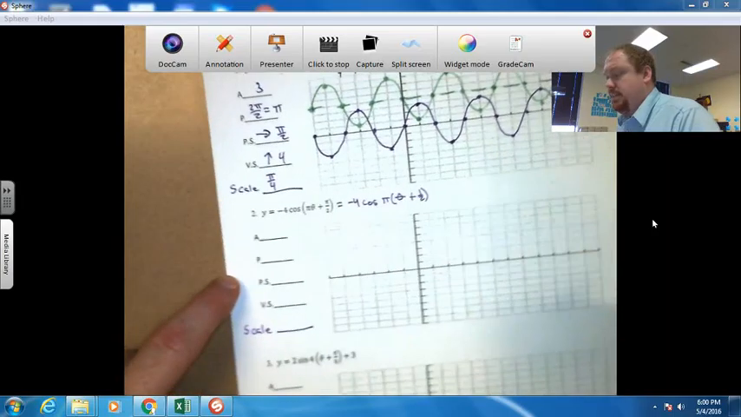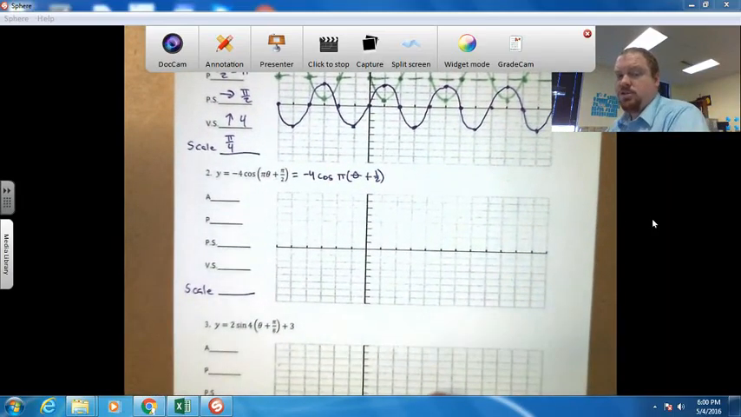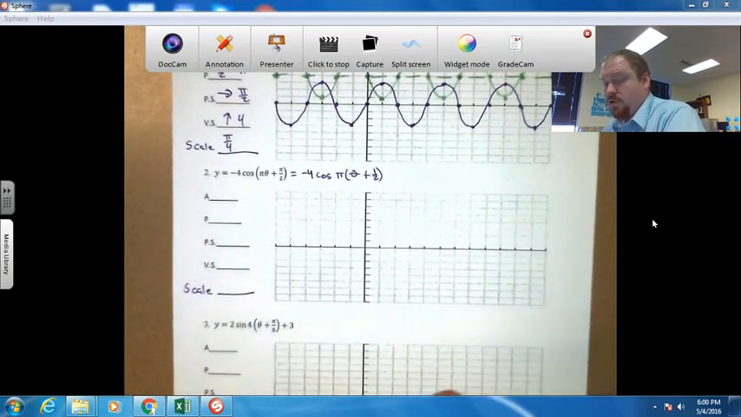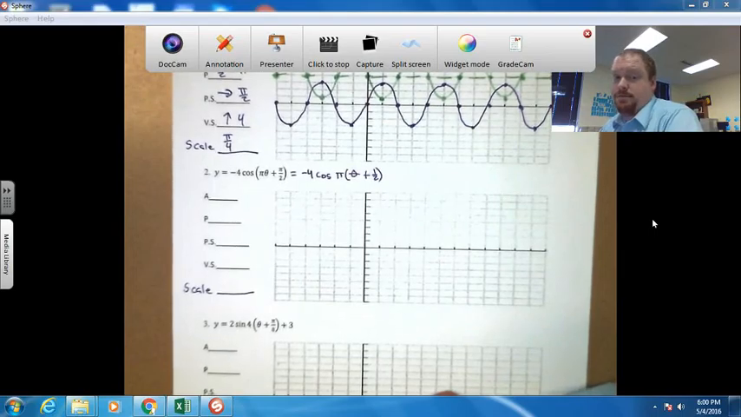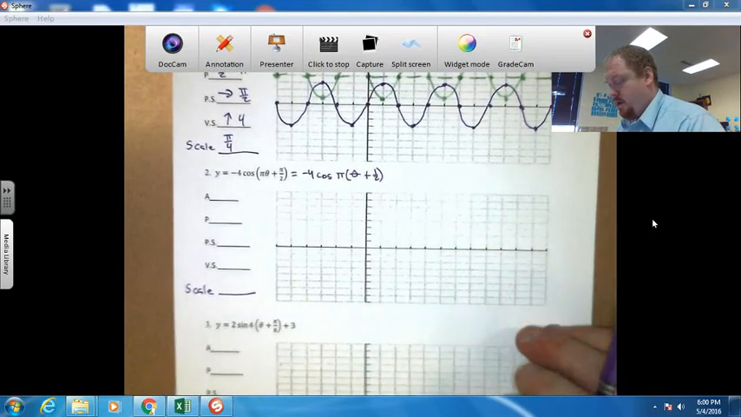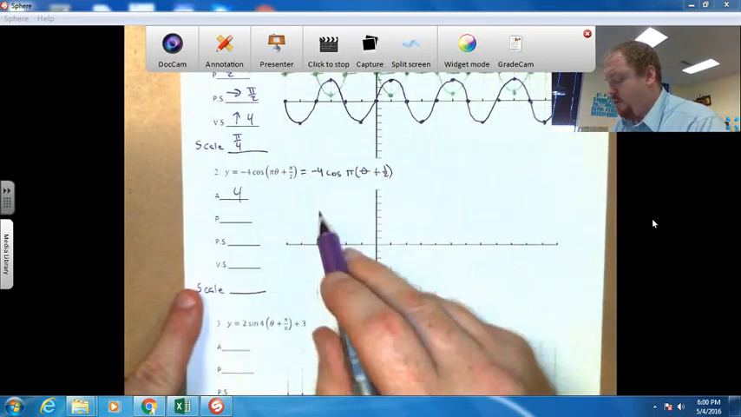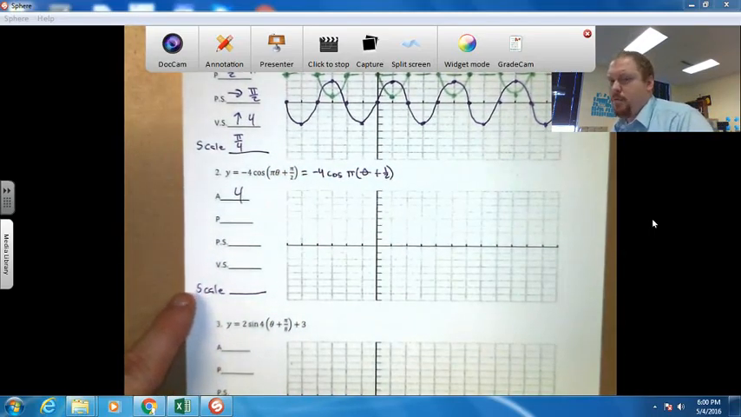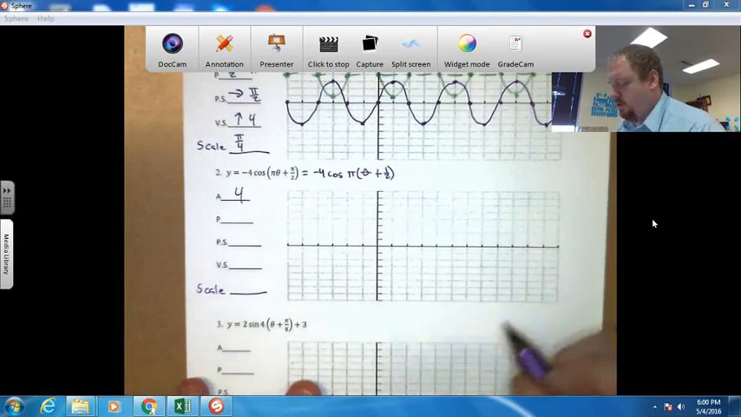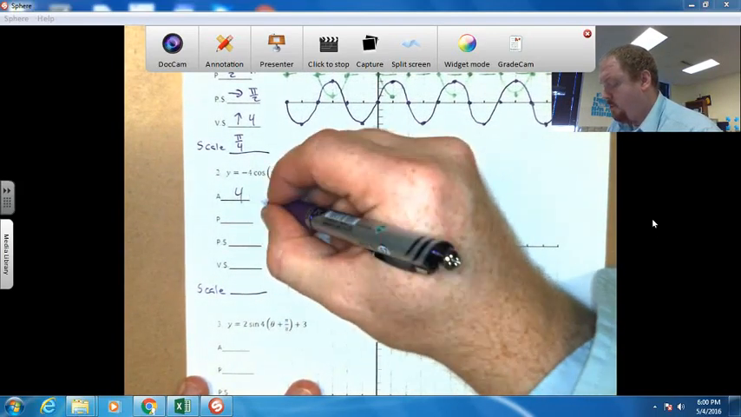So now I'm ready to answer these questions, including the question that's not there, scale. Scale should be, again, you'll need to write that in. You want to write that in. Looking at this, my amplitude is 4, because that's the number in front of the cosine. It's up to me to remember that there's a reflection here. So I'm even going to write amplitude 4. I'm going to say reflected for a mental note for me.